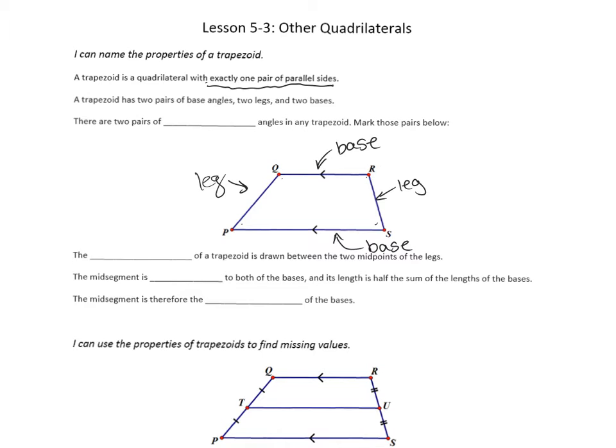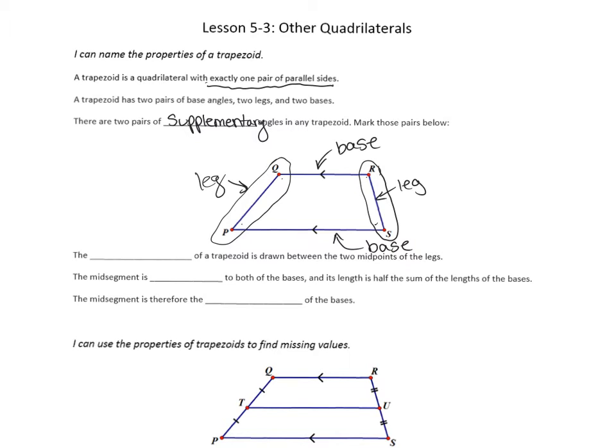There are two pairs of supplementary angles in any trapezoid. And those supplementary angles are always the two angles that lie along each leg. So P would be supplementary to Q, and R would be supplementary to S. Those are my supplementary angles.